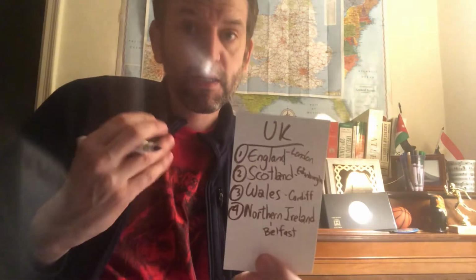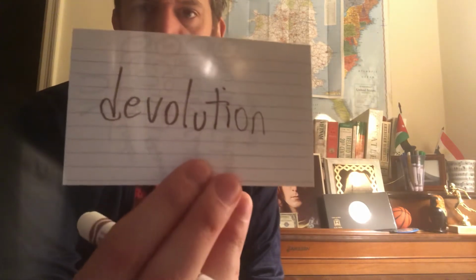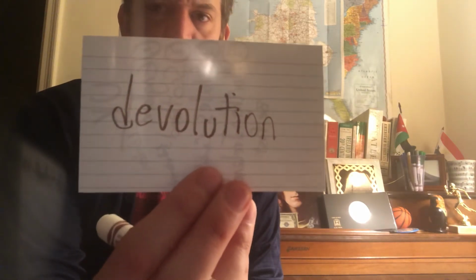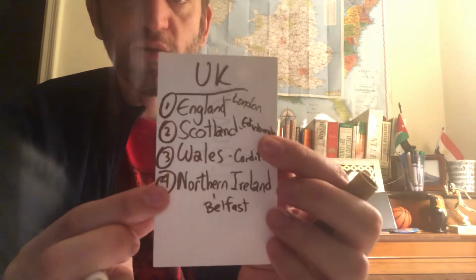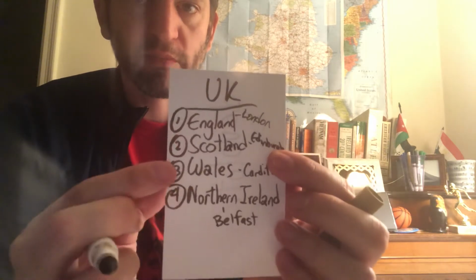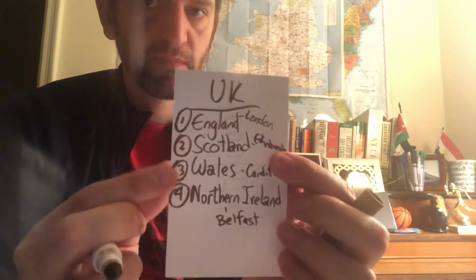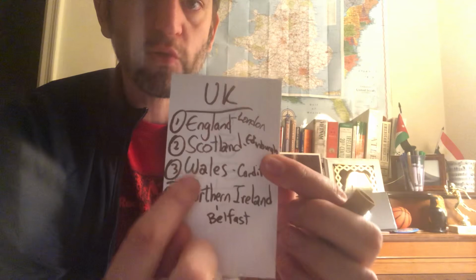However, about 20 years ago, they gave these 3 countries their own local governments. We call that devolution, which means they gave those 3 countries their own local parliaments. So Scotland, Wales, and Northern Ireland now have their own parliament called an assembly. So they get to control their own local issues.